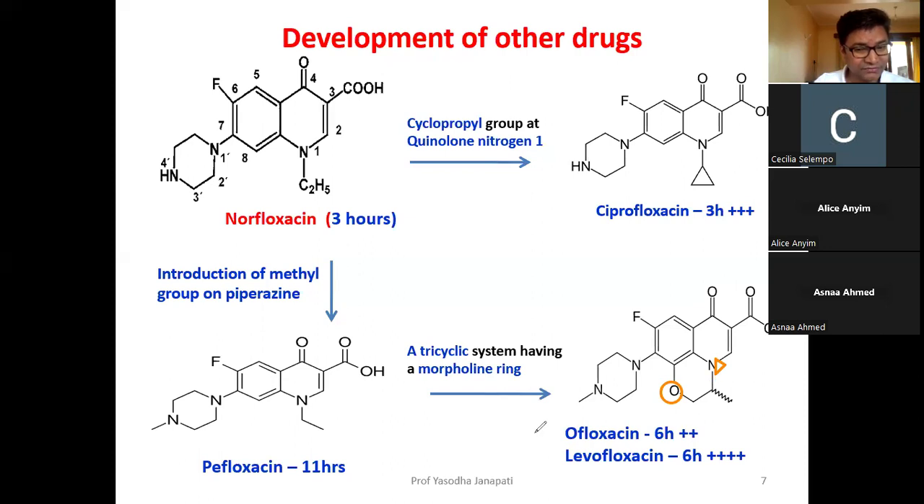So based on this, we got ofloxacin. Reminding you, it is the same as pefloxacin. Here it is ofloxacin, where the duration of action is 6 hours. We told that these drugs have gram-negative activity. Now we are increasing the activity towards gram-positive. Now this carbon is a chiral carbon. When it is levo in nature, we get levofloxacin, which is 6 hours, same as ofloxacin, but the activity towards gram-positive has doubled compared to ofloxacin. This is also one of the chiral switches.